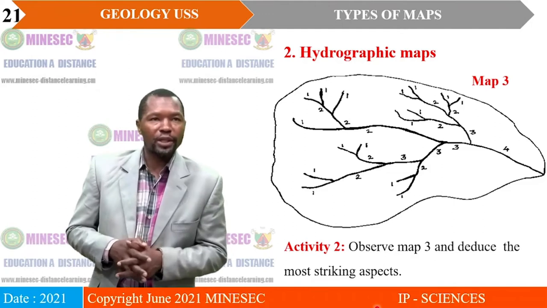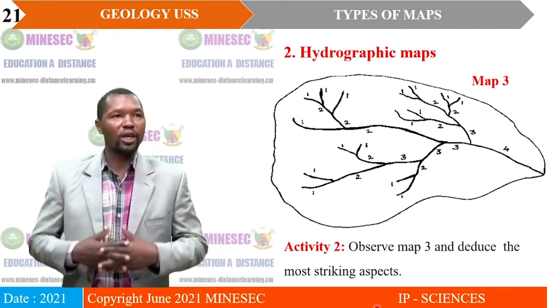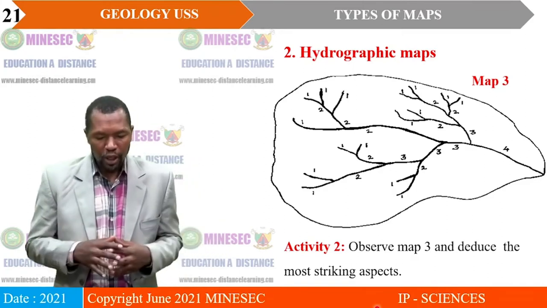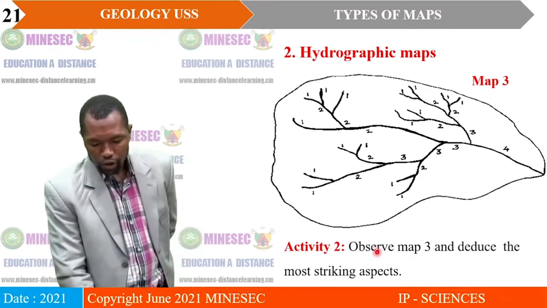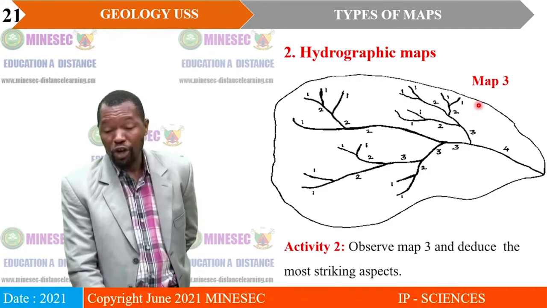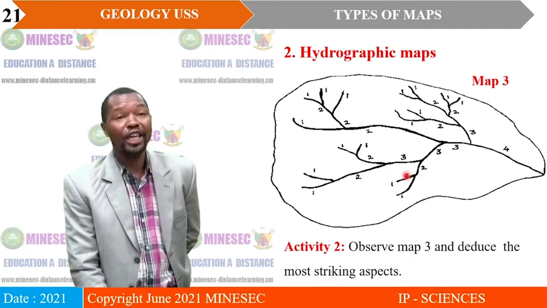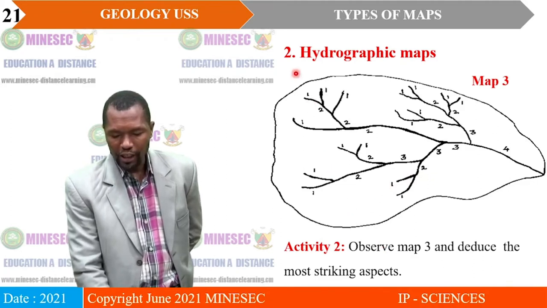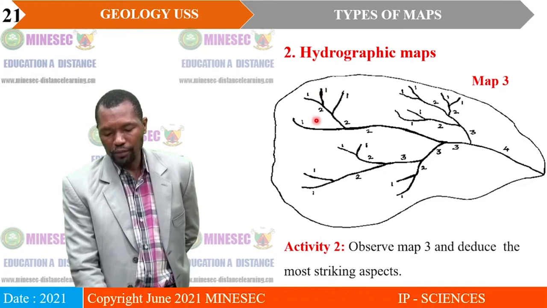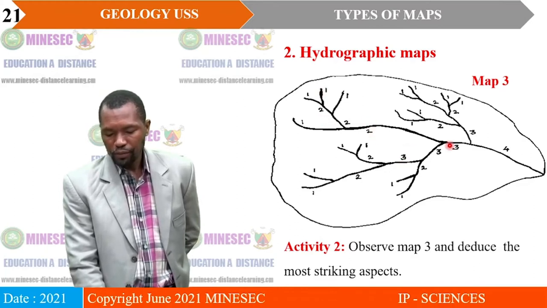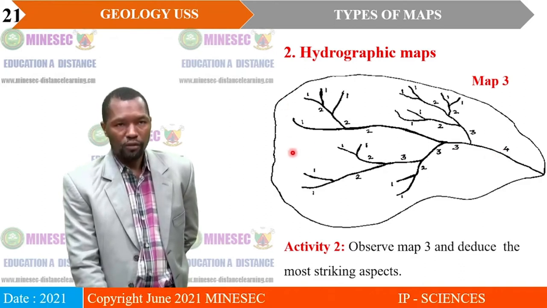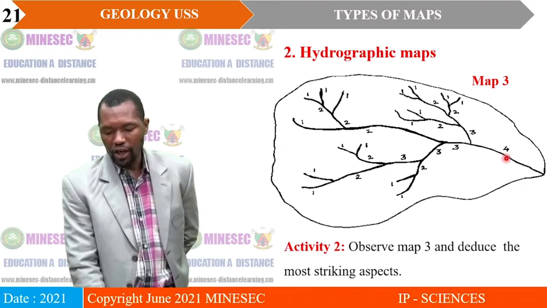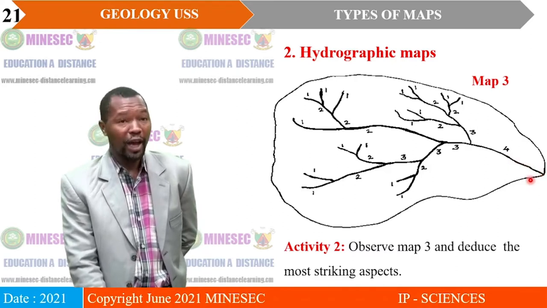Now, we move to the next type of map, the hydrographic maps. Now, hydrographic maps can be pictured using this diagram. Now, you observe this map, titled Map 3, and you deduce the most striking features. If you look at that map, you will realize that there is numbering from 1, 2, 3, and 4. All the ones here, they represent the beginning maybe of a stream, and then 4 here represents the main stream, which is facing to where it will be emptied.